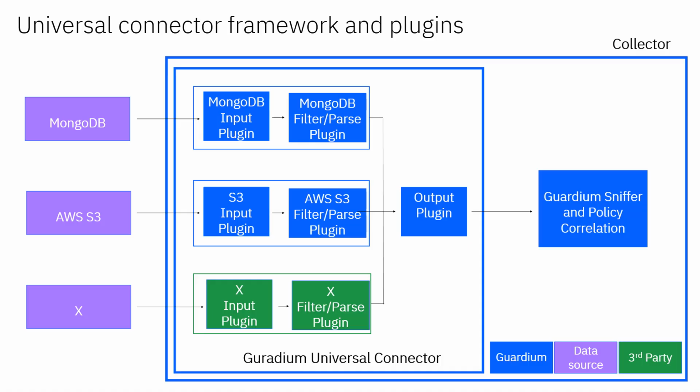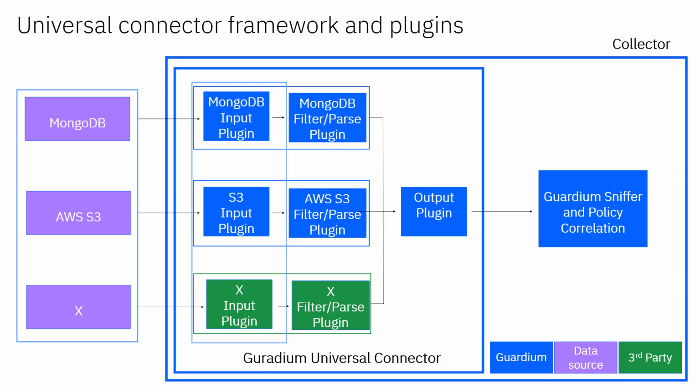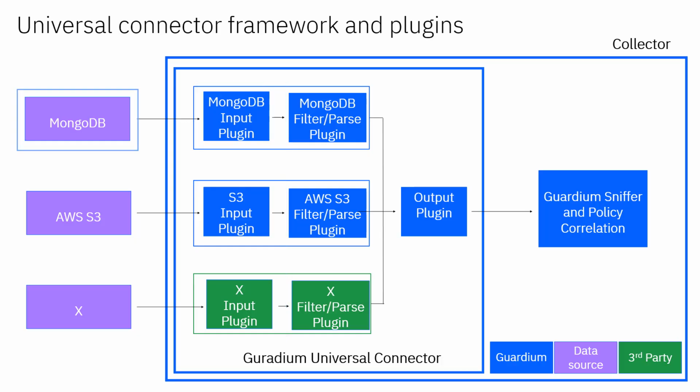The Universal Connector Framework is a pipeline of plugins that are based on Logstash technology. Each Universal Connector plugin consists of an input plugin, a filter or parsing plugin, and an output plugin. Each input plugin consumes the audit logs from data sources, such as MongoDB, AWS S3, or a source that might be in your on-premises environment. The filter plugin puts the data in a format that the Guardium collector can process. The output plugin passes the audit log data to the sniffer.